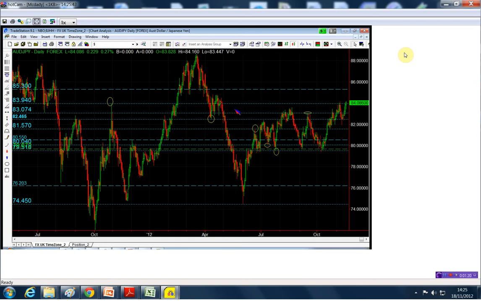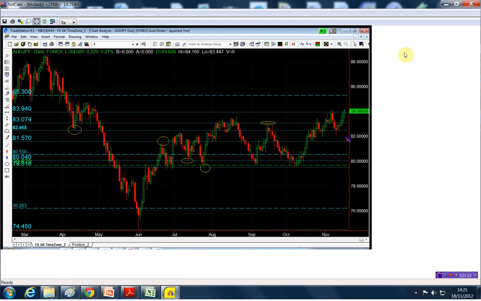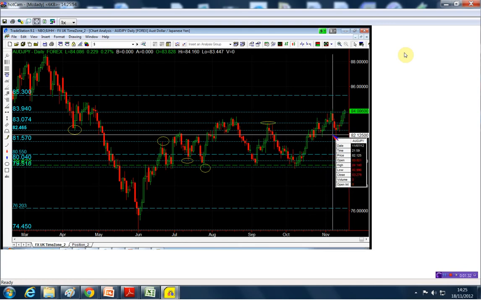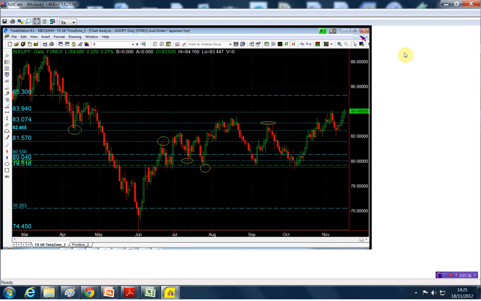On the upside, the high of the day is 84.16. This high is 84.14, which is brilliant. So we will take it above the high of the day of 84.16. So we're going to buy the Aussie yen.